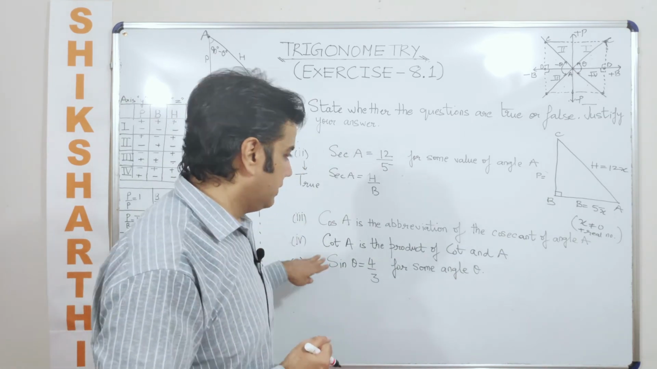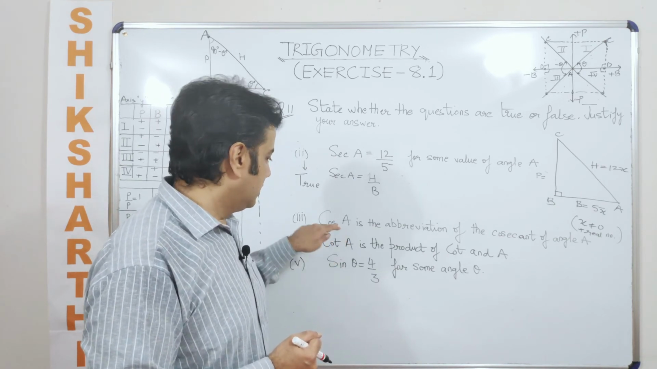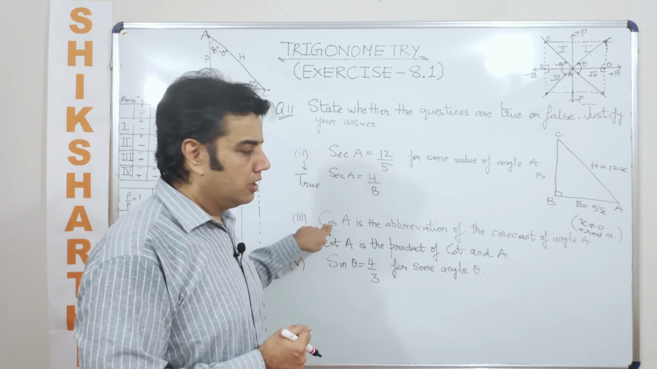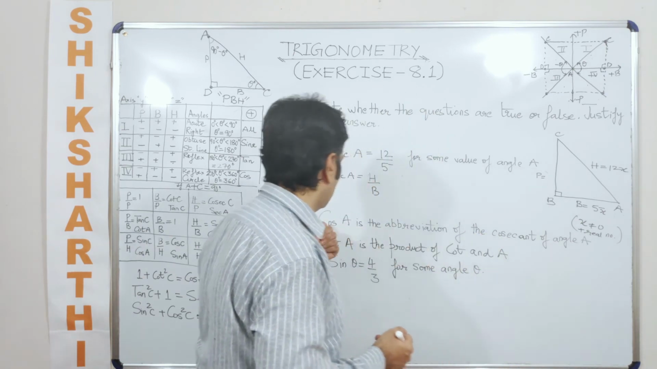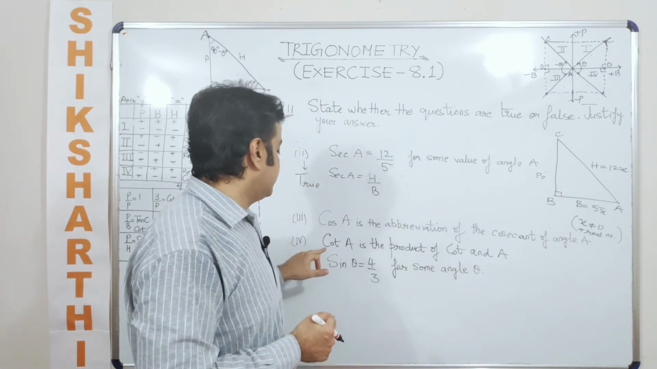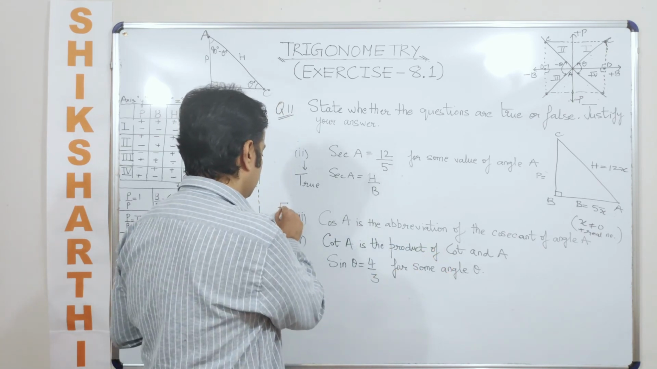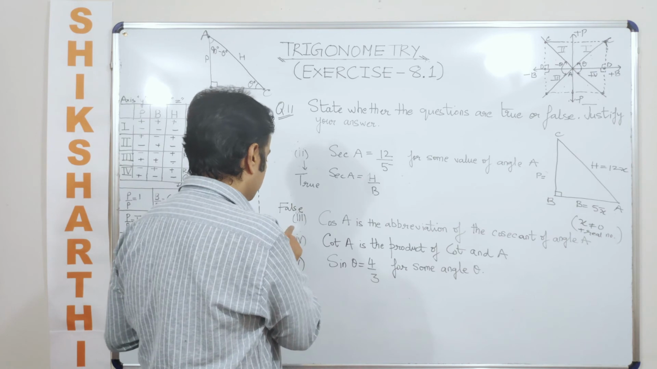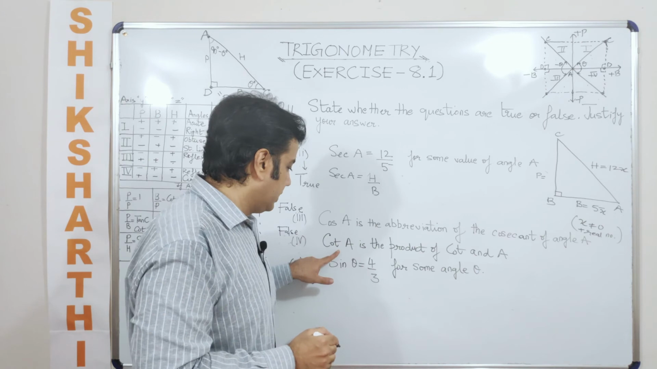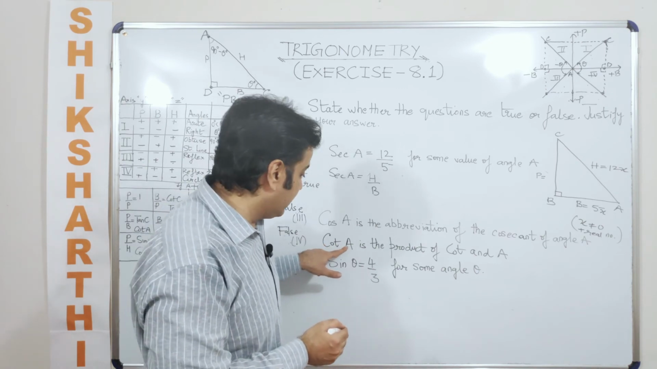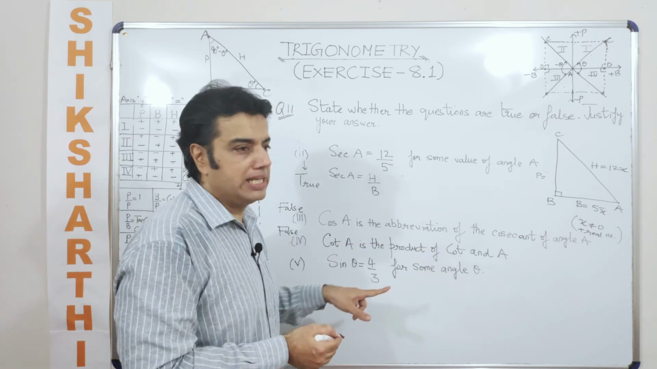The next question I think is fairly easier. Cos A is the abbreviation for cosecant of angle A. No, cos A, the full form is cosine, not cosecant. Cosecant, the abbreviated form is cosec, not cos. Next, cot A is the product of cot and A. So question number 3, false. Subpart 4, false again. Why? Because you have to find out the trigonometric ratio of angle A. So you are finding out cotangent of angle A, which is not the product of cot and A.